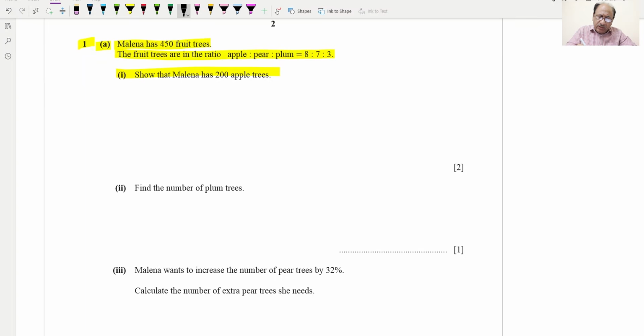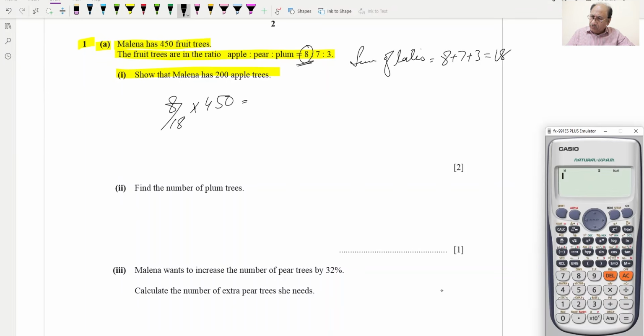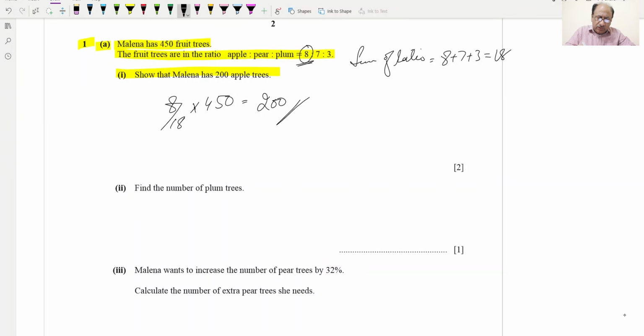So if we check for apple, the ratio is this one. The sum of the ratios we have to check, and the sum of ratios will be 8 plus 7 plus 3, which is equal to 18. So 8, which is the share of apple, so 8 out of 18 multiplied by 450, and this is 8 over 18 multiplied by 450, which is equal to 200. And this is how we can show 200 apple trees.